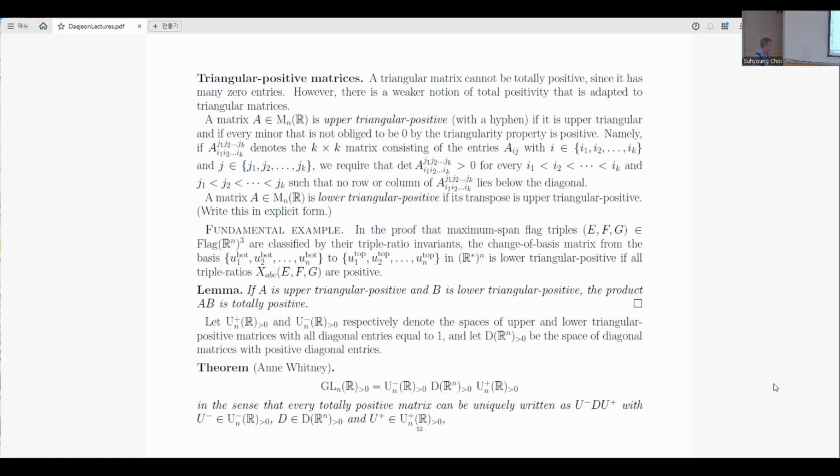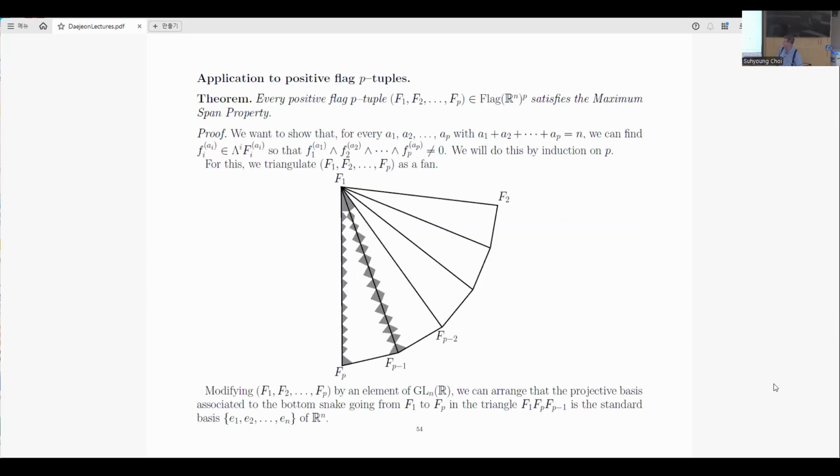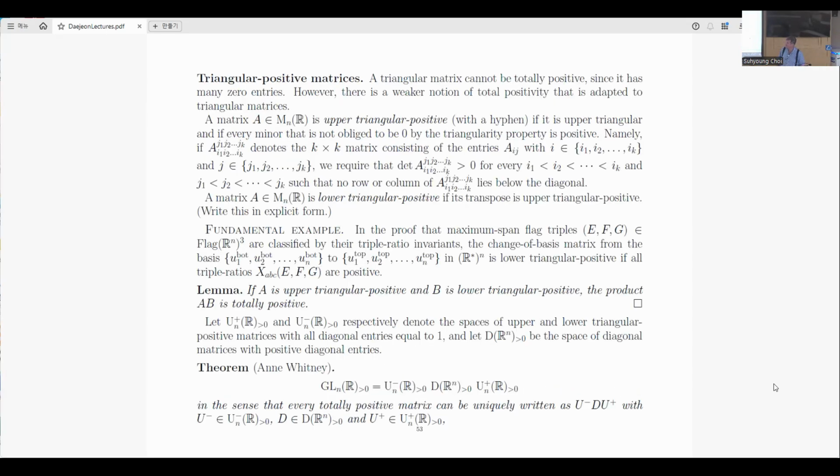If you don't care about positivity, there is a well-known decomposition: GLN is the product, you can express every matrix as the product of a lower unipotent matrix, a diagonal matrix, and an upper unipotent matrix, and then you can put positive everywhere. So you have this unique decomposition as a product, which mirrors what exists when you don't care about the word positive, and which shows you that there is something deep going on.